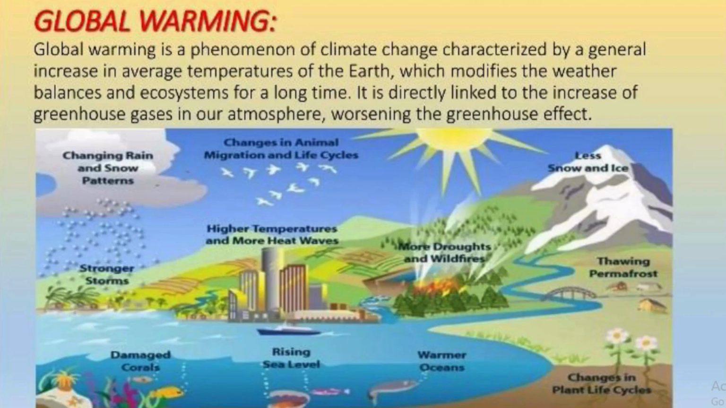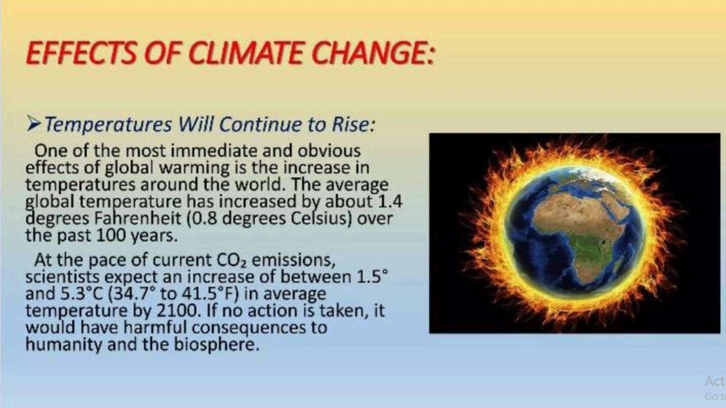The main effect of these climate factors is global warming, which is the phenomenon of climate change characterized by the general increase in the average temperature of the Earth, which modifies the weather balance and ecosystems for a long time. It is directly linked to the increase of greenhouse gases in our atmosphere, worsening the greenhouse effect. So the effects of climate change: firstly, the temperature will continue to rise.